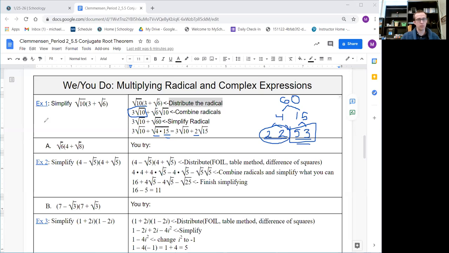Another way to think about this is that 3 is really 3 to the first power, and the square root of 10 is actually 10 to the 1/2 power. So since they don't have the same power, I can't combine them. But these two, the 6 and the 10, both actually have the power of 1/2, and so I can combine them by my power rules. So these actually do combine because they technically have that same power, which is the square root.